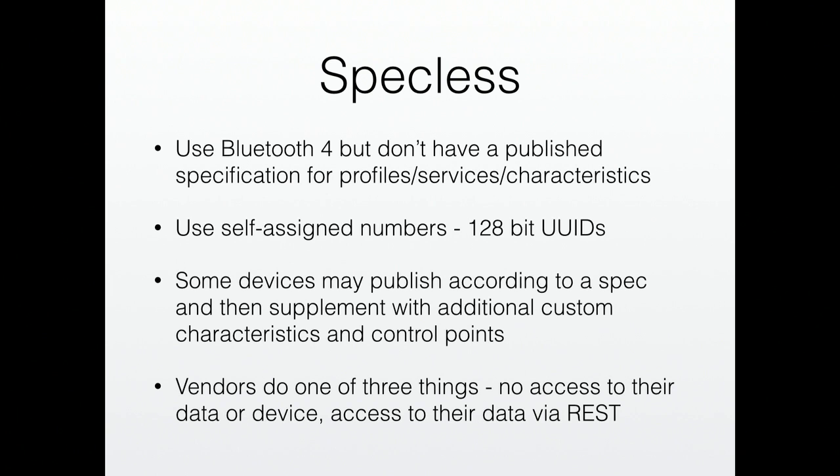Then there's what I call specless. That's not an official term, so don't quote me on that. But if you are a device manufacturer and you've got something really cool that the Bluetooth SIG has not standardized yet, you can just say, hey, I'm gonna implement this, and I'm going to assign it my own number. Now, when you do that, you assign it a 128-bit UUID. You can't give it a 16-bit UUID because those would potentially collide. It's a fairly small namespace, and they would potentially collide with the UUIDs that the SIG is standardizing on.